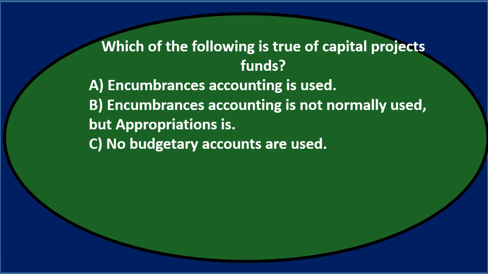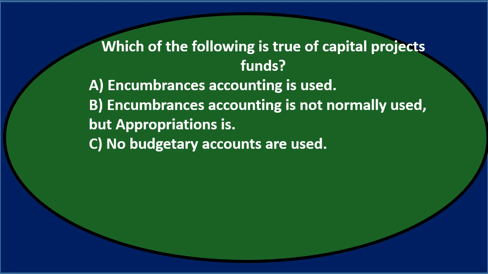Next question. Which of the following is true of capital project funds? Either A, encumbrance accounting is used, B, encumbrance accounting is not normally used, but appropriations is, or C, no budgetary accounts are used. Let's go through this again using the process of elimination. Which of the following is true of capital projects funds?